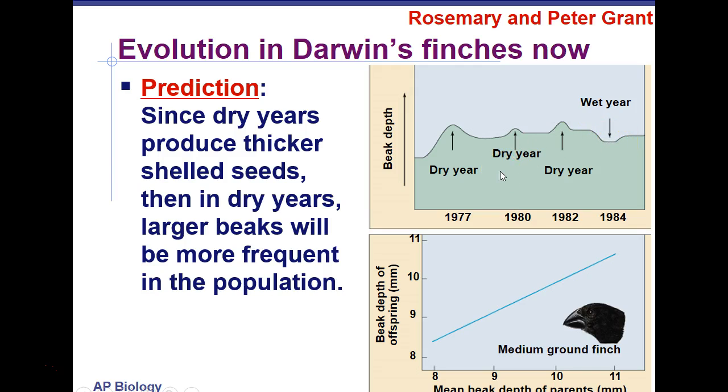So again, correlation between beak size and shape and food source, but now tied to an environmental factor. So here we can use the theory of natural selection to explain how the amount of rainfall influences a particular trait in a population of birds.